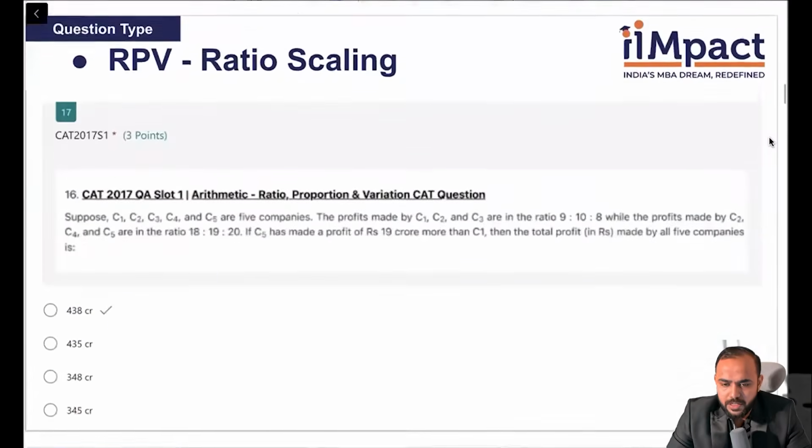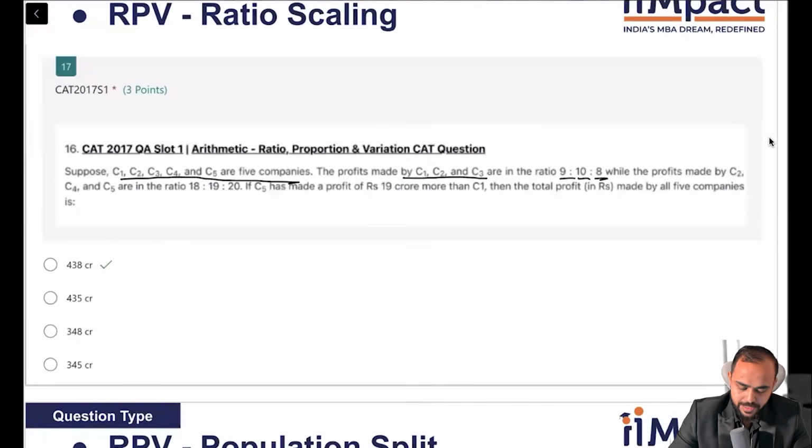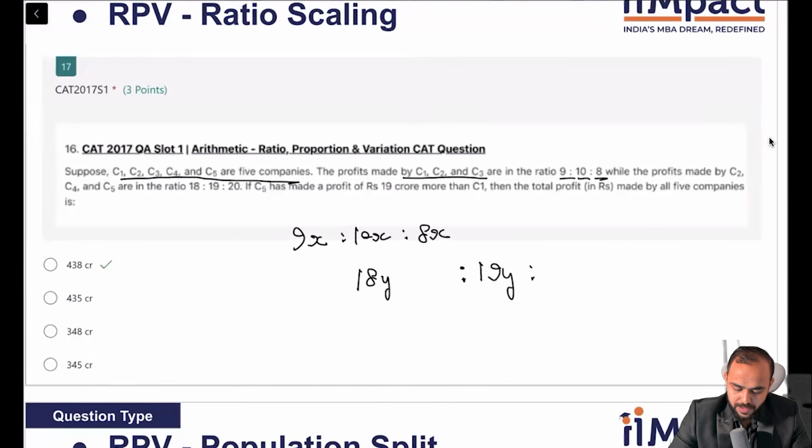Okay, great. Now let's talk about ratio scaling. There are five companies given to us. The profits made by C1, C2, C3 are in the ratio 9, 10, 8. So I'll write this as 9x, 10x, and 8x. The profits made by C2, C4, and C5 are in the ratio 18 is to 19 is to 20. So this was C2, so 18y, company 4 is 19y, and company 5 is 20y. This is what is given to me.